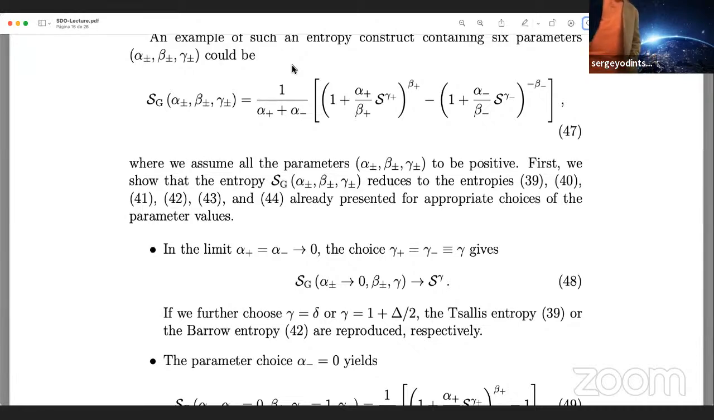Yeah. You're right. Has this been done? No, because it's very complicated. High derivative equations. Yeah.